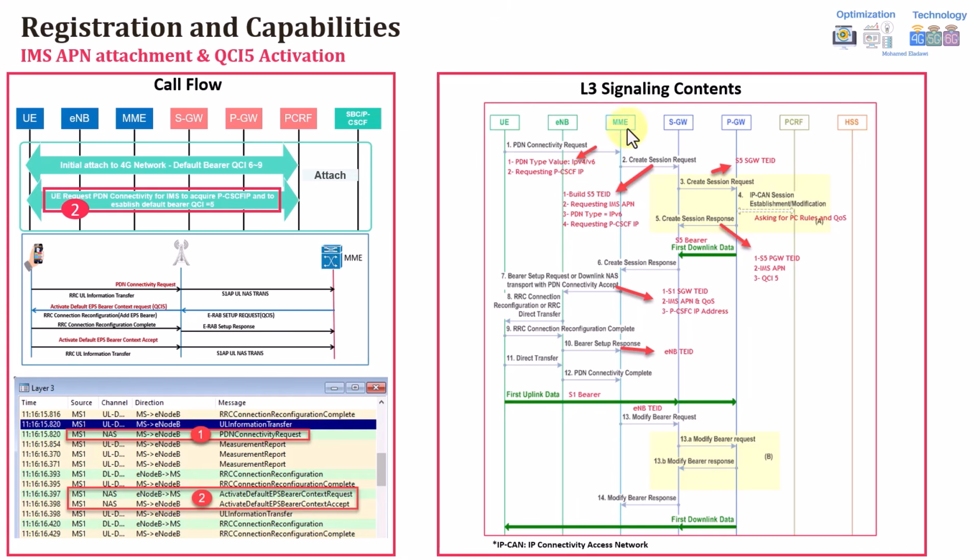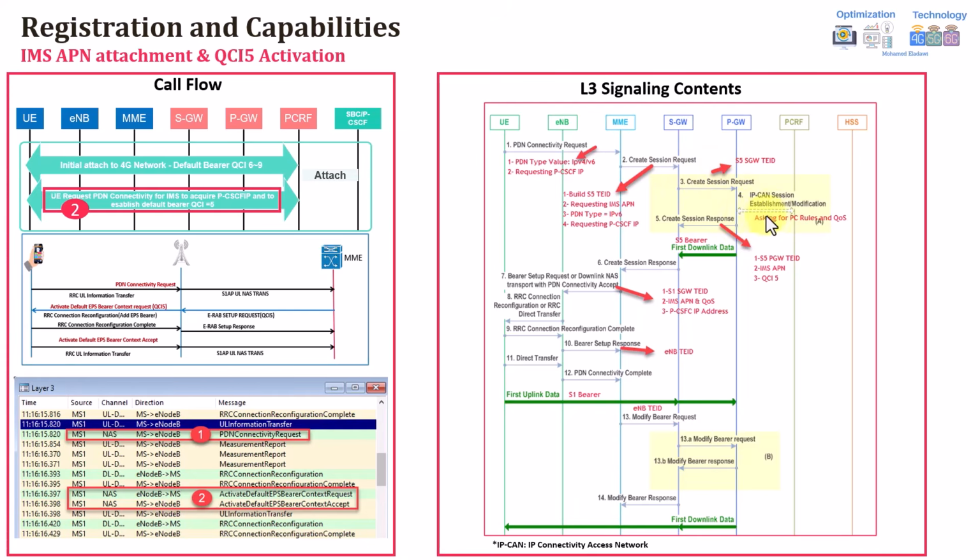Then again, the MME will follow the same process explained in the 4G attach. It will send a create session request to the serving gateway, including again the tunnel endpoint, adding the information about the PDN type, IP, and also requesting, which is the most important here, the proxy CSCF. And this message will be forwarded to the PGW, including the same information.